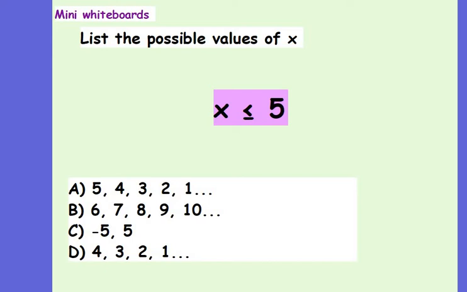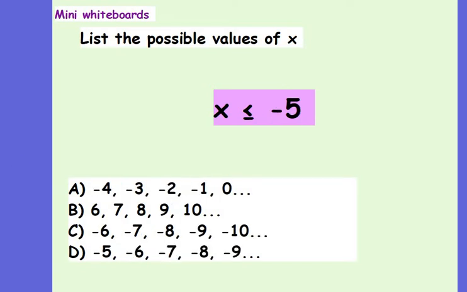How about now? Look at what's changed and what's going to change about your answer. So this time we've got less than or equal to, so we can include 5, so our answer will be A. How about now? Okay, so now we're looking for a number that's less than or equal to -5. So we can include -5, and then we need to go less than it. So we've got -6, -7, -8, -9. I was looking for D.